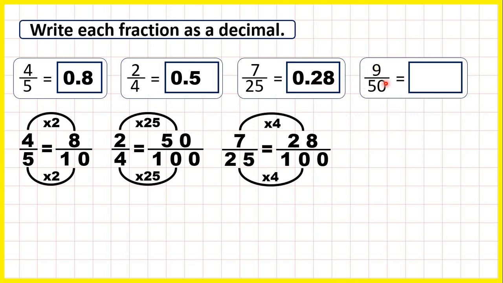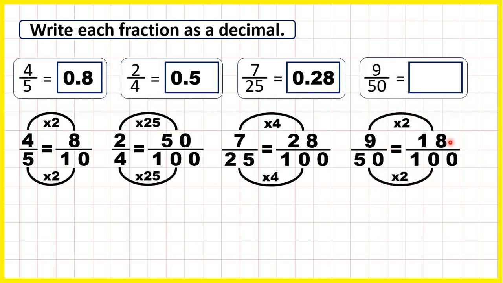Finally, we have 9/50ths. 50 times 2 is 100, and 9 times 2 is 18. So as a decimal, that's 0.18 because the 1 gets shifted over into the tenths.